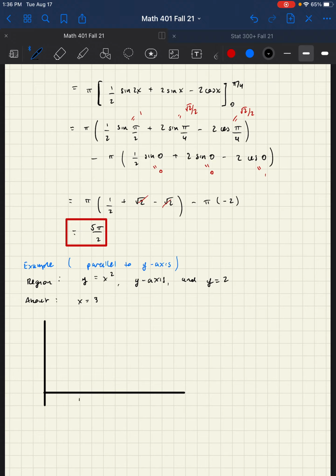Okay. So here's 1, here's 2, here's 3. This is the axis of rotation, so I'm going to fill that in right now. 1 and 2. Okay, so between y equals 2, so we have y equals x squared. That's not too bad.